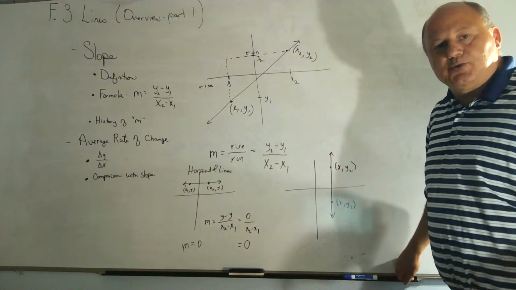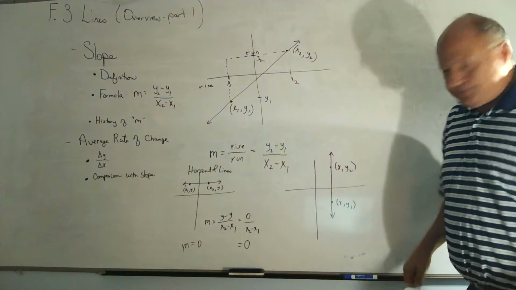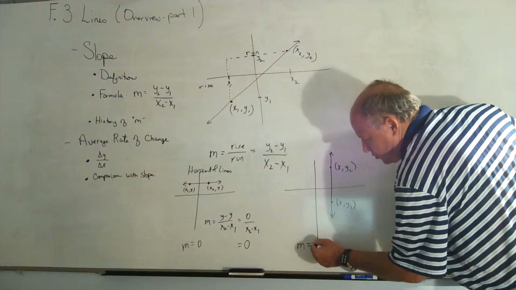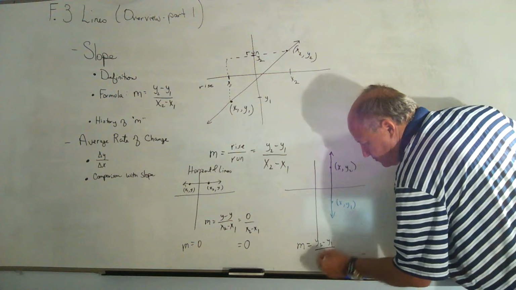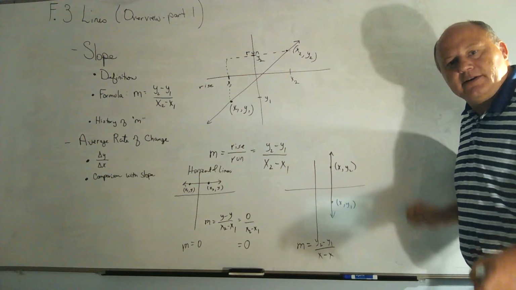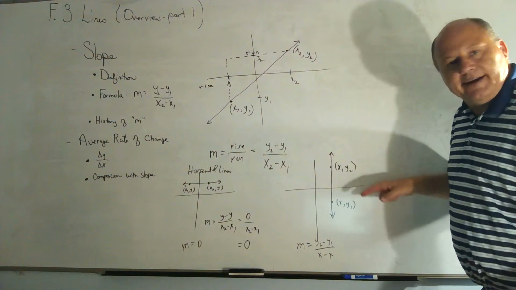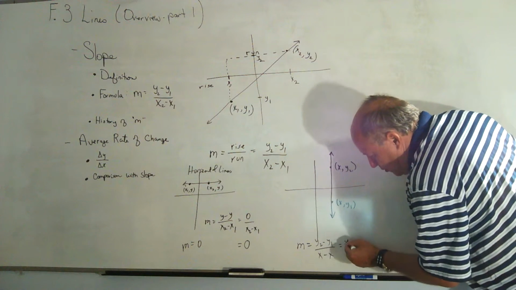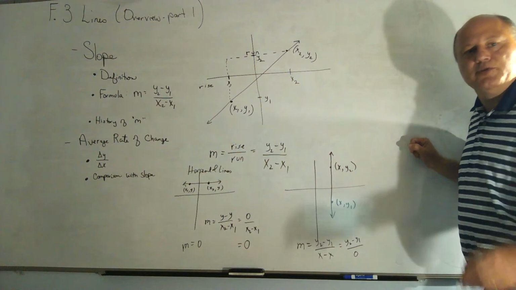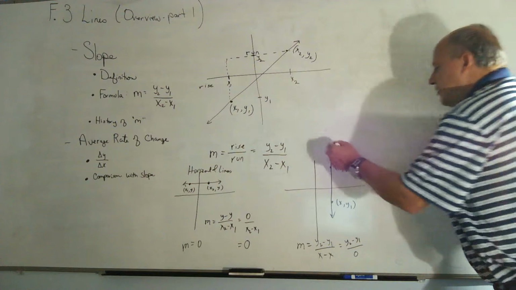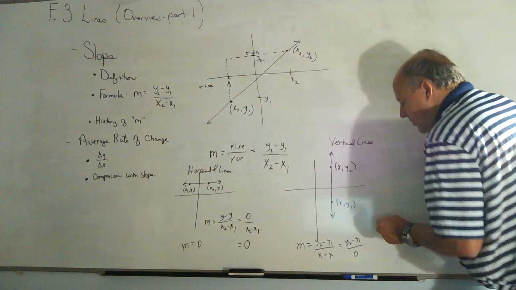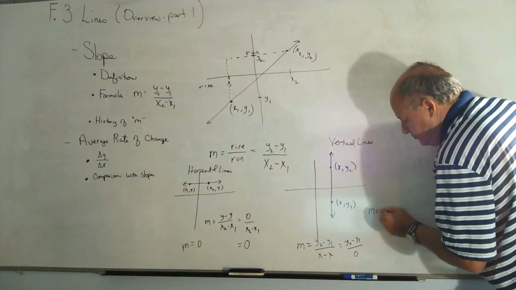Again, notice that there is no x1, x2, because the x coordinates are the same. So when you try to find the slope of that, it's going to be the difference of the y coordinates, so it's y2 minus y1 over x minus x. I don't say x2 minus x1 because the x's are the same in a vertical line. So then you have y2 minus y1 divided by 0, and you cannot divide by 0, so the slope is undefined. So on vertical lines, the slope is undefined.